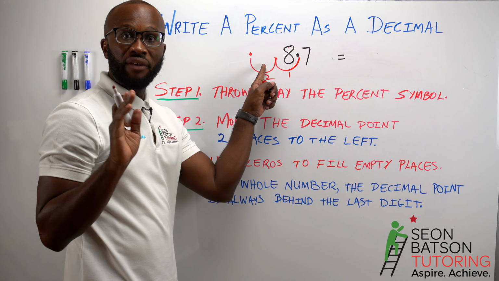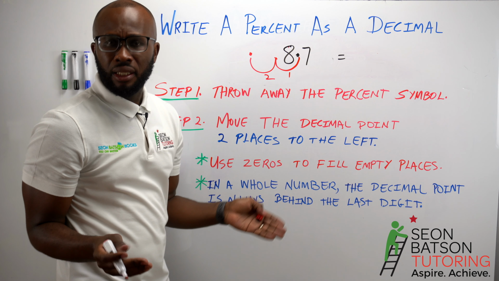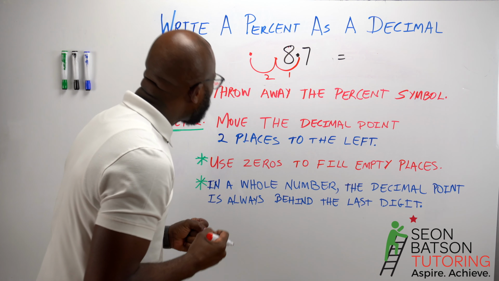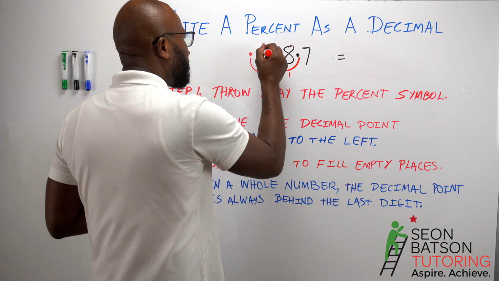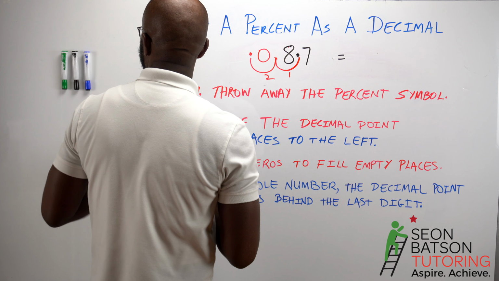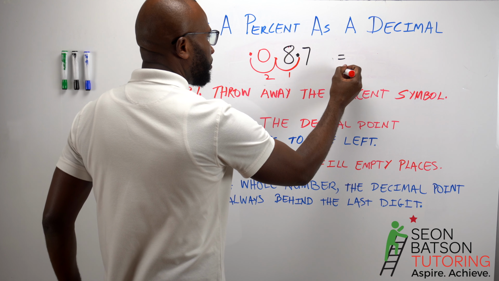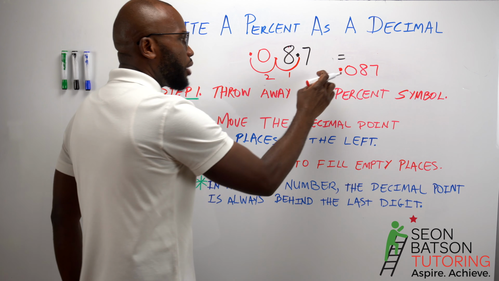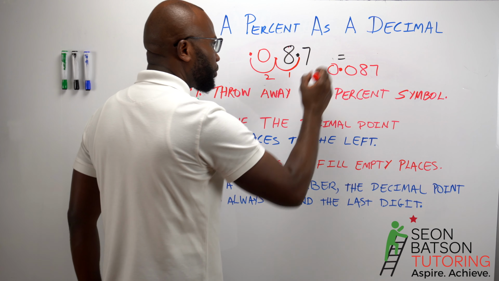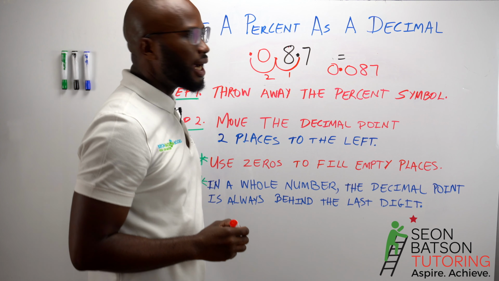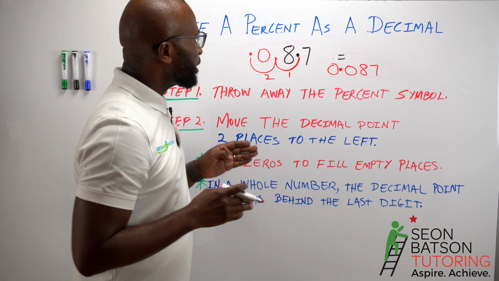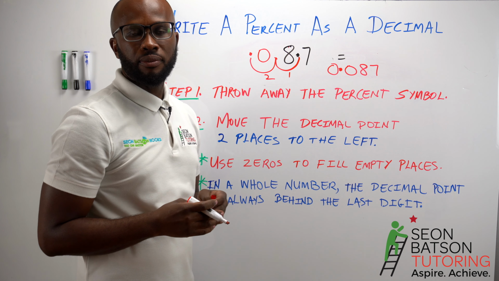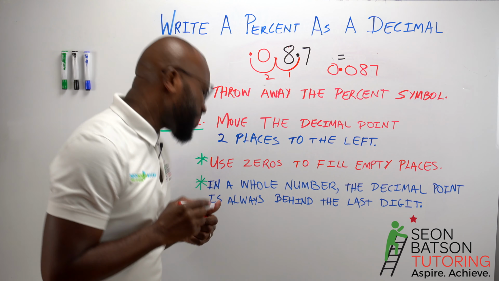But what do we have? We have an empty place or an empty basket. And what should we do with that empty place? Very good. Fill it with a 0. So we put a 0 right here. So our answer now will be, put our point back, put a 0, put an 8, put a 7. And you can always fill the ones place in front of the decimal point with a 0. So 8.7% is equal to 0.087 or 87 thousandths. How is that? All right.